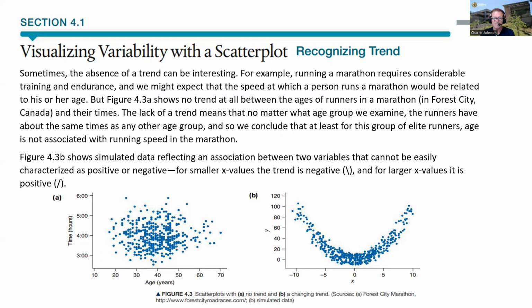Sometimes the absence of a trend can be interesting. For example, running a marathon requires considerable training endurance, and we might expect that the speed at which a person runs a marathon would be related to his or her age. But figure 4.3a shows no trend at all between the ages of runners in a marathon. We kind of say those points are all over the place. There is no trend that we can see there.